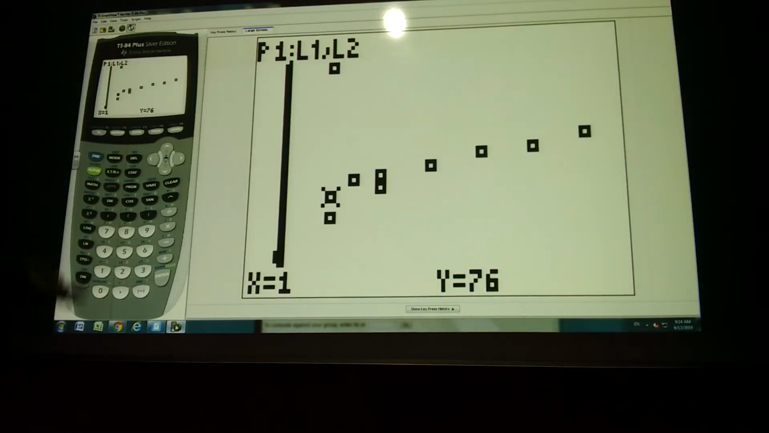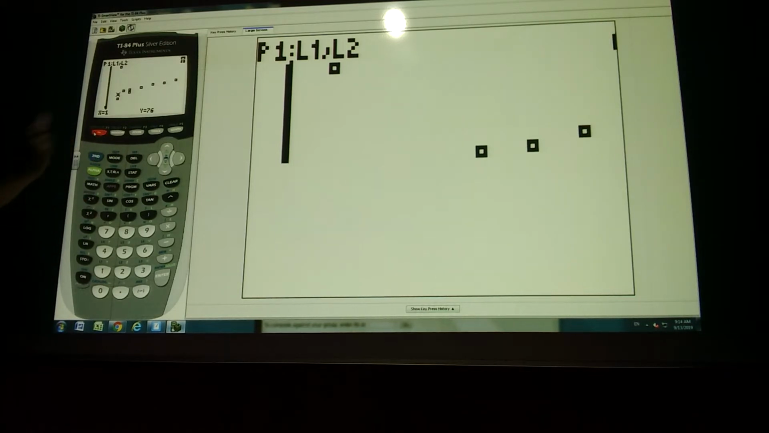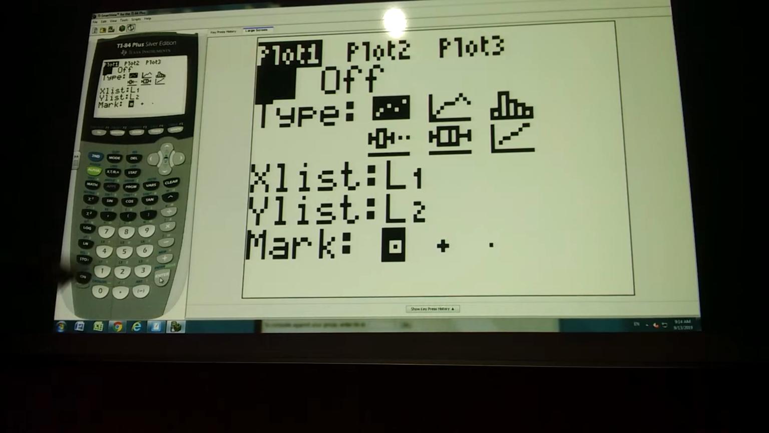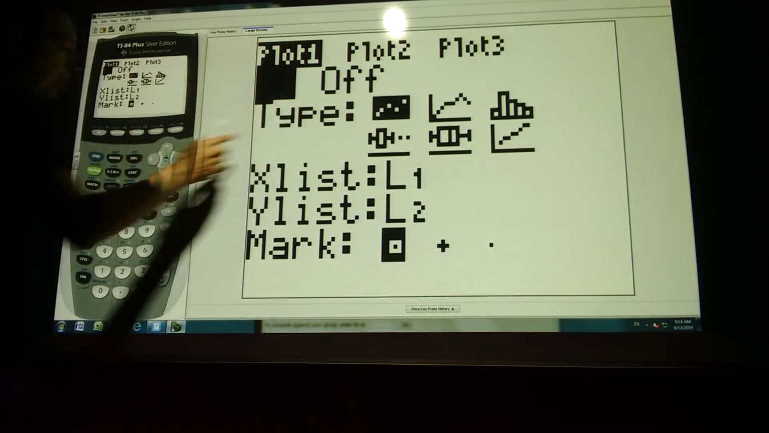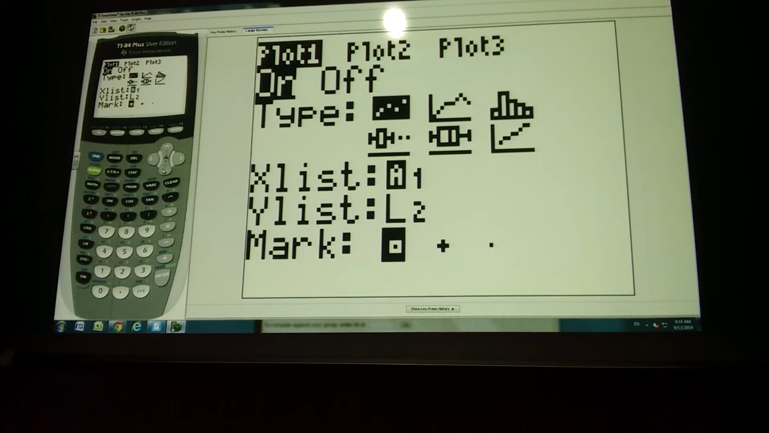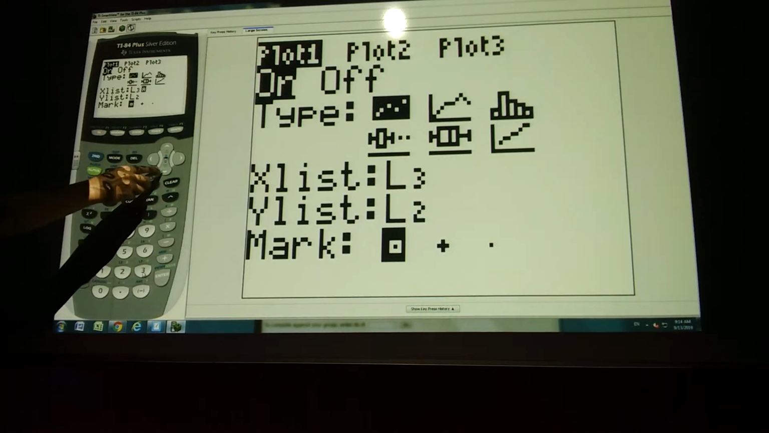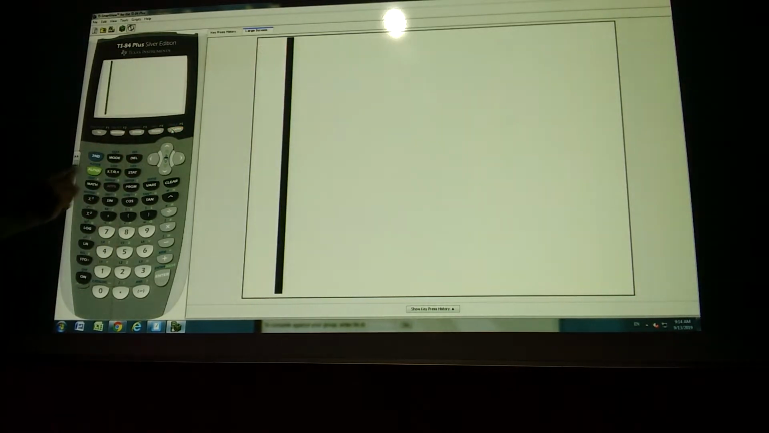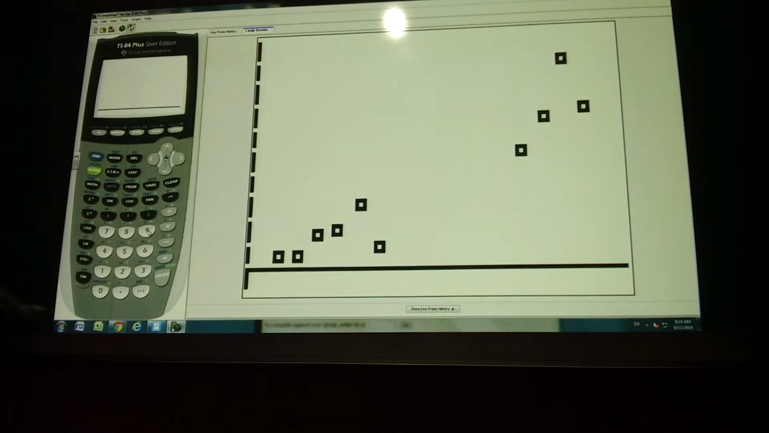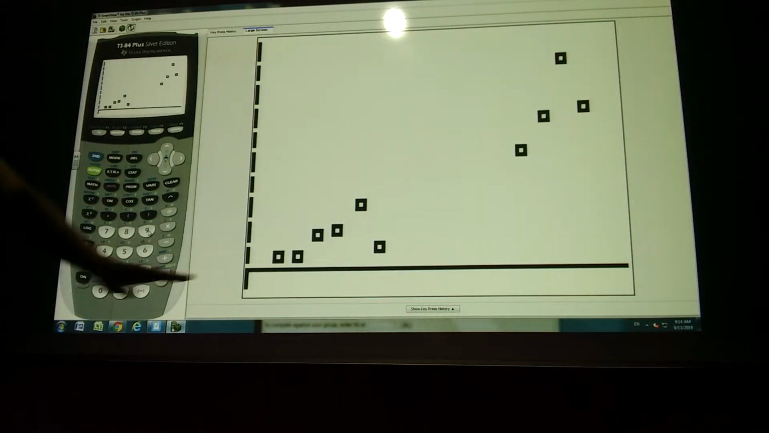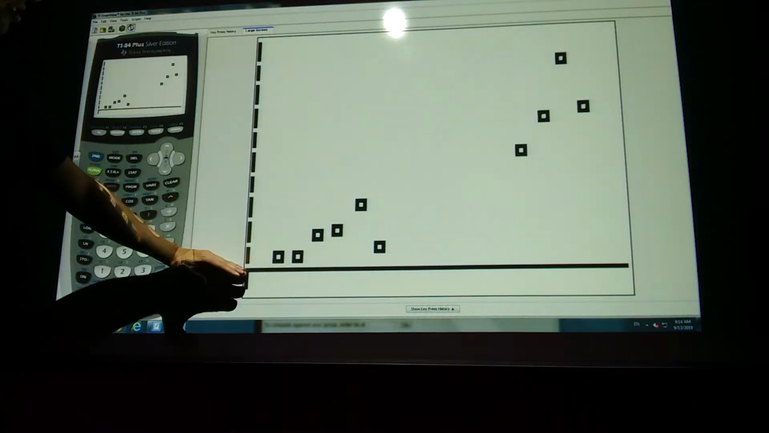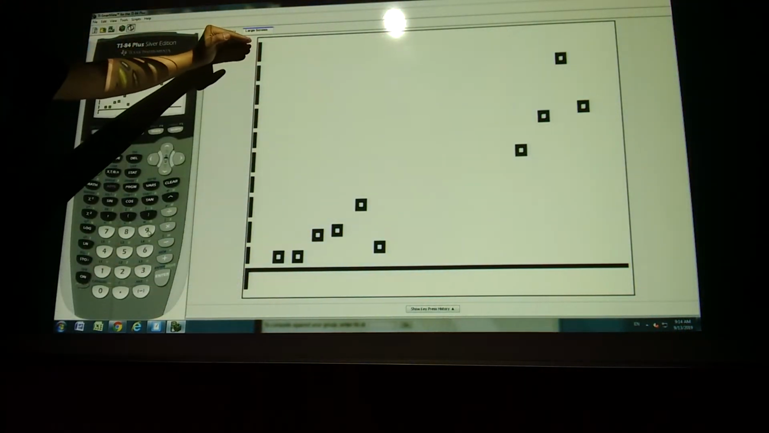If not, this is how you do it. You go second, y equals. Turn on this one. Make sure only one's turned on. This is our scatter plot. Yours are probably in list 1, list 2. Mine are in list 3 and list 4. Hit graph. Zoom 9. And down here is the number of shots you made and how many points you scored.